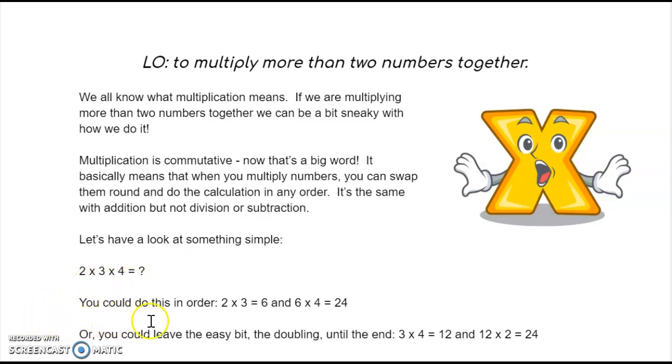Well, you could do this in order. 2 times 3 equals 6, and 6 times 4 equals 24. That's the answer to 2 times 3 times 4.